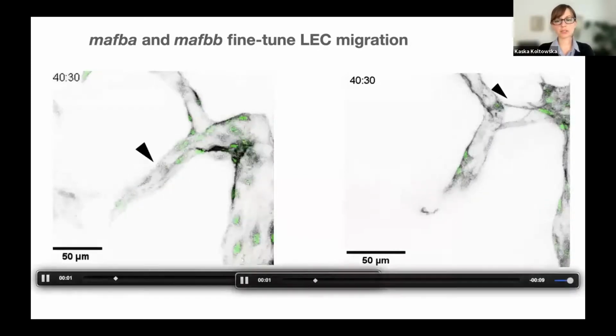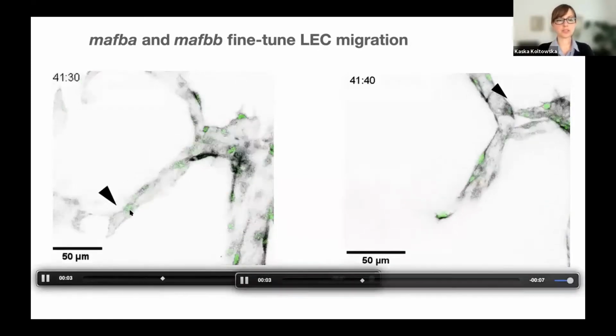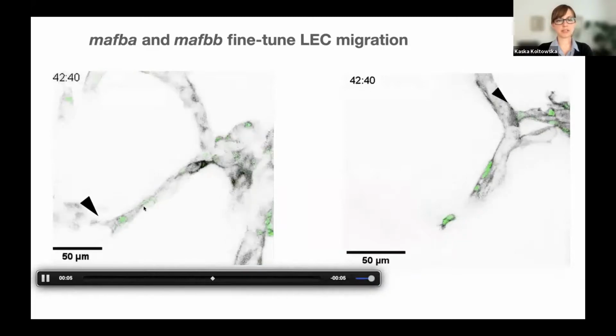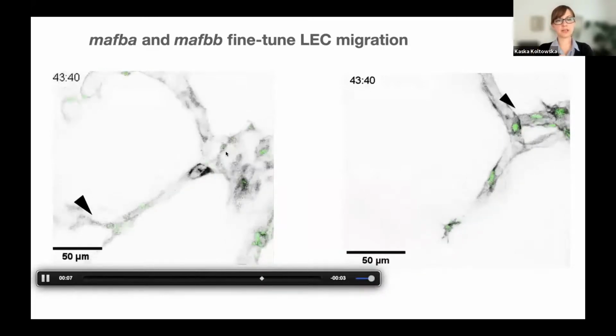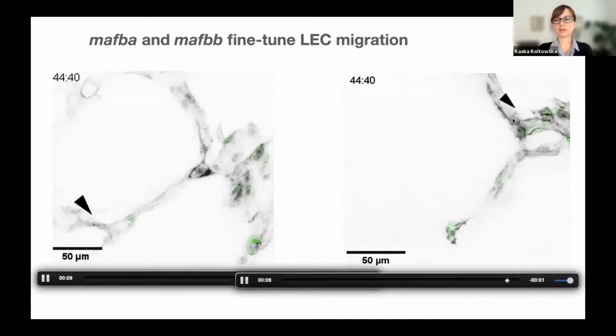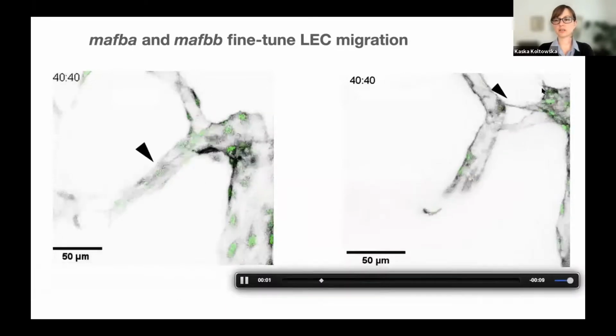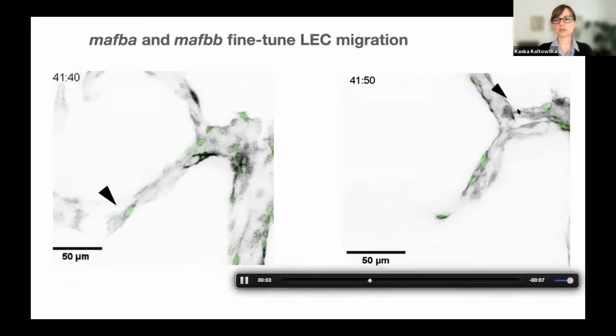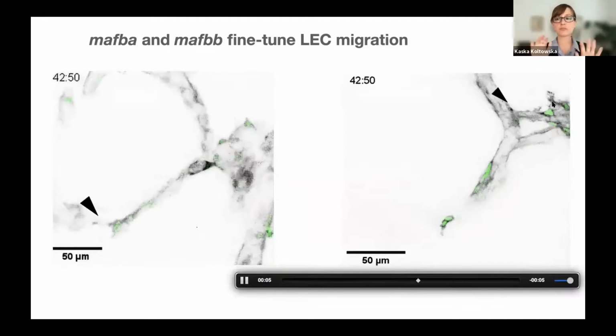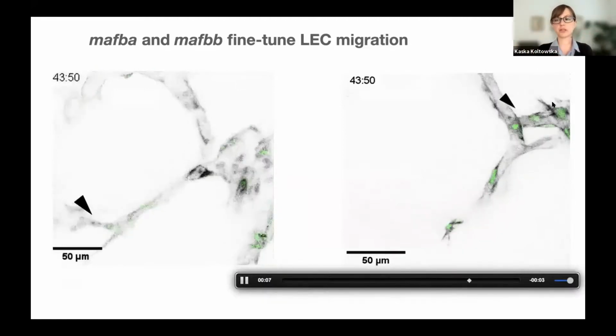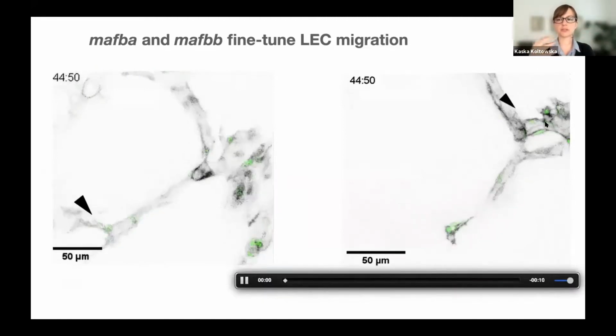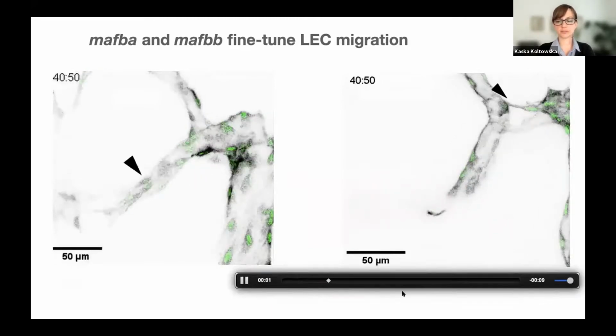And when we looked in the wild type, we could see how these lymphatic cells migrate quite nicely in a very directional manner. However, as you can see here in the mutants, they are sort of stuck. They try to come out and try to migrate. They throw these filopodia, however, they don't really progress much further.